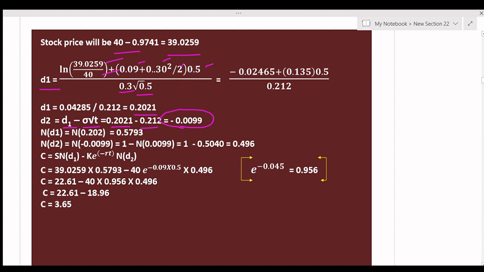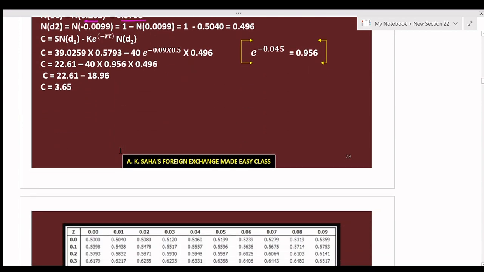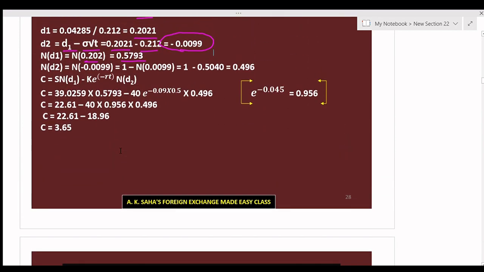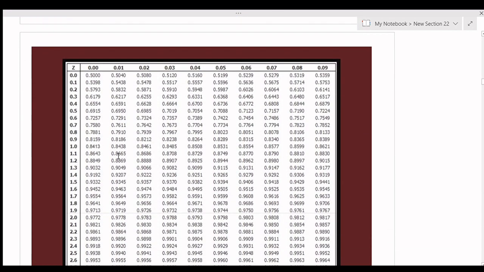Now N(d1) is equal to N(0.202), which is equal to 0.5793. You see here, 0.202, that is 0.5793.